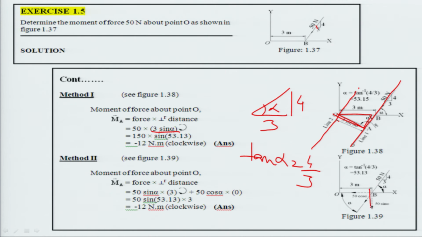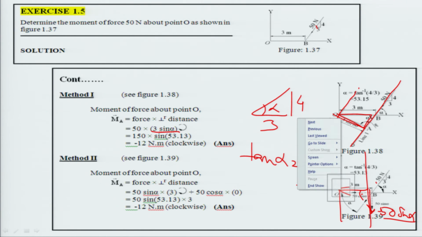Second method can be to resolve this force into two directions. This is alpha, so this component is 50 sin alpha, into the perpendicular distance. What will be the perpendicular distance? The perpendicular distance will be this, which is 3. So, 50 sin alpha into 3.